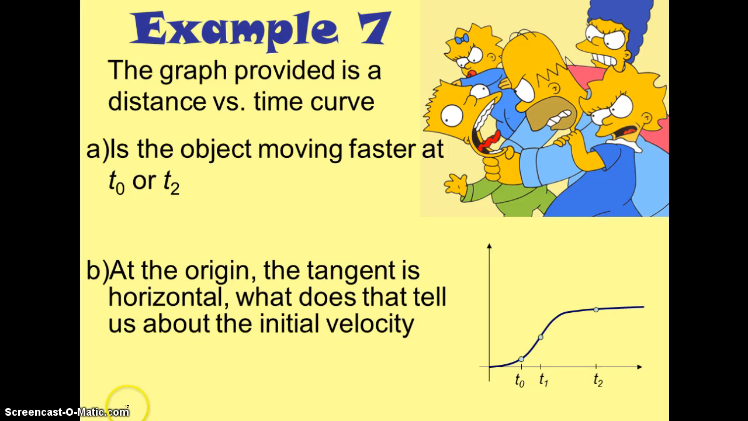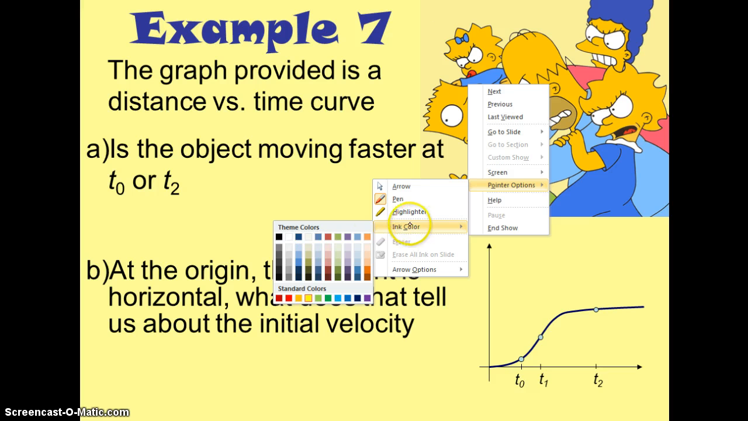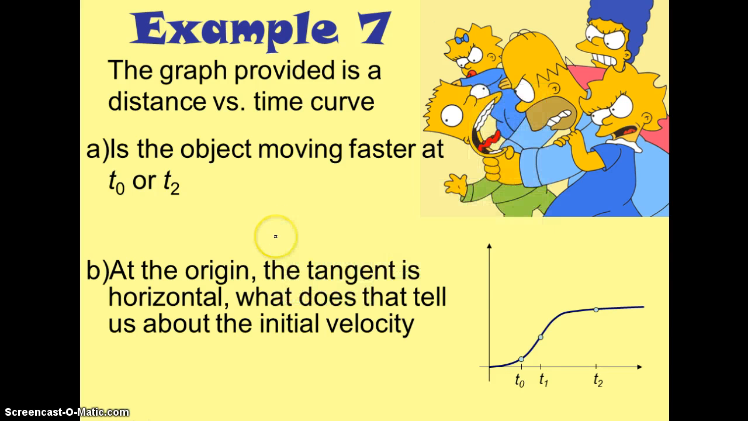All right, so here's a little bit more of a theoretical question. In our theoretical question, we want to try and figure out, is the object moving faster at t sub 0 or t sub 2? Remember, its speed, or its instantaneous velocity, is going to basically be the slope of the tangent line. So if you draw the two tangent lines, you can see that at t sub 0 it has a steeper slope, which means it has a greater velocity.